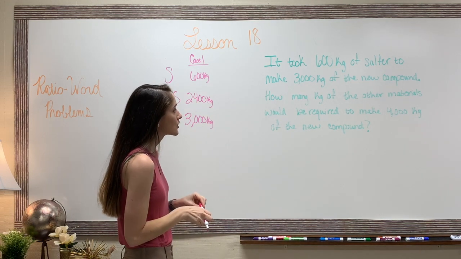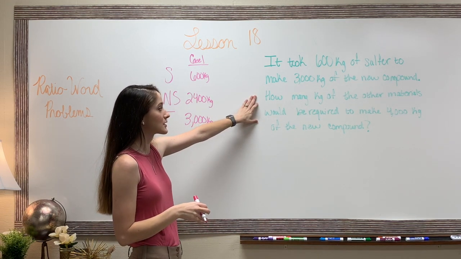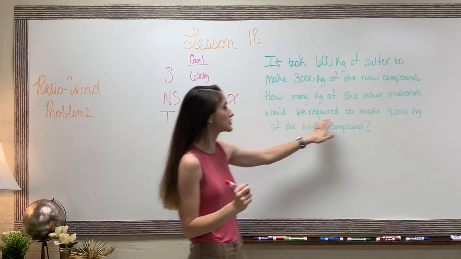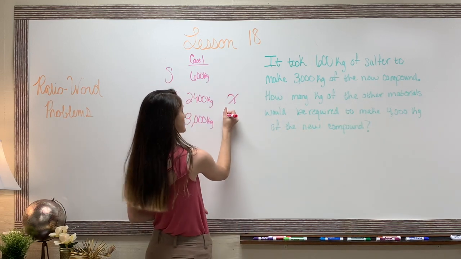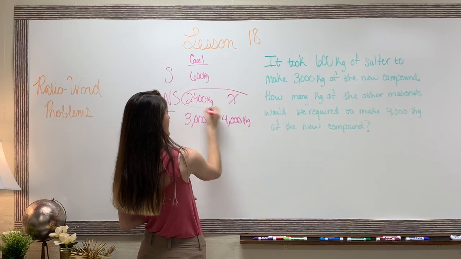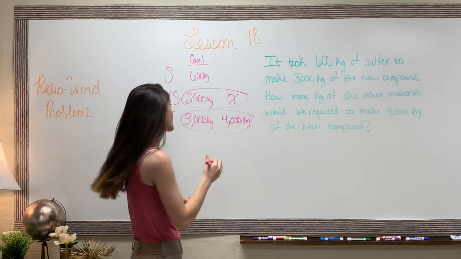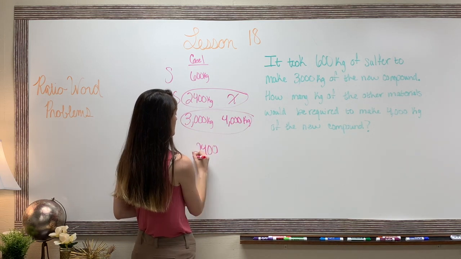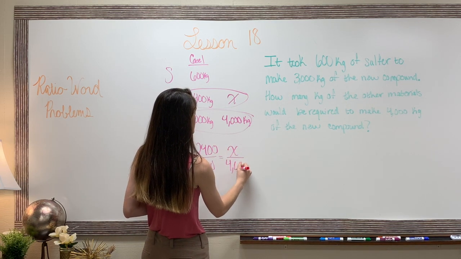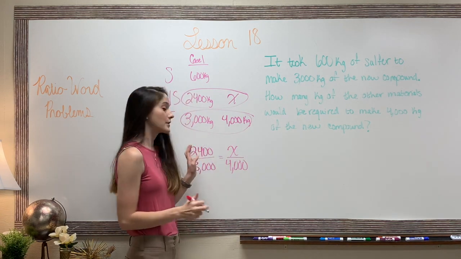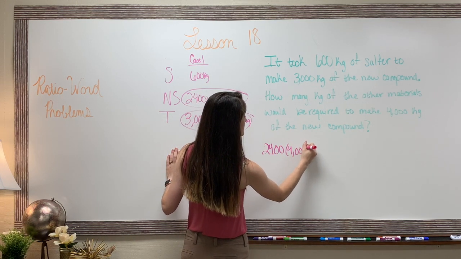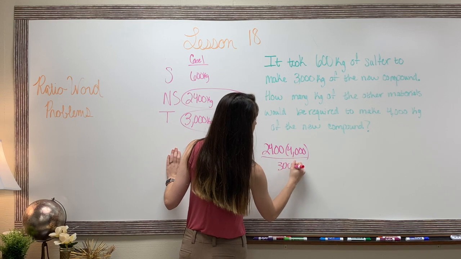Okay, so the second part of our problem, how many kilograms of the other materials, meaning this part, that's what they're wanting us to find, would be required to make 4,000 kilograms of the new compound. So right here, I have my information to set up my ratio problem. So we have 2,400 over 3,000 equals x over 4,000. Okay, so now we are going to cross multiply 2,400 times 4,000, and then we're going to divide by 3,000.